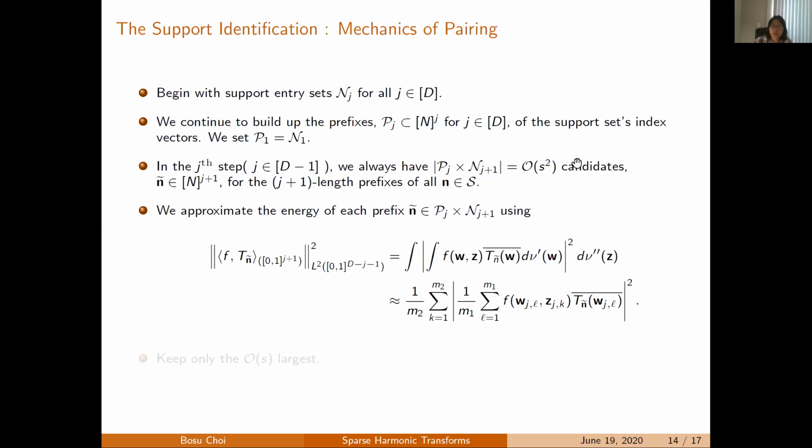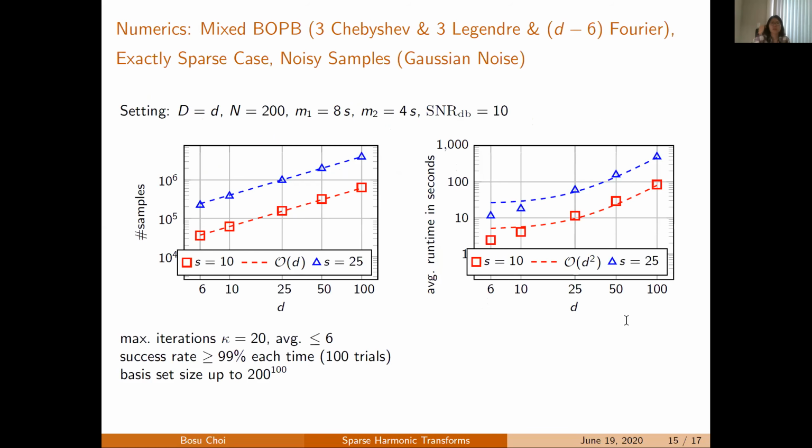And before I said we have S squared candidates, so we need S to the 5th samples, S to the 5th computation, to perform this pairing step. And that's why we had the S to the 5th term in the total computational complexity in our main theorem. However, in the numerical test, it performs better than this theory.